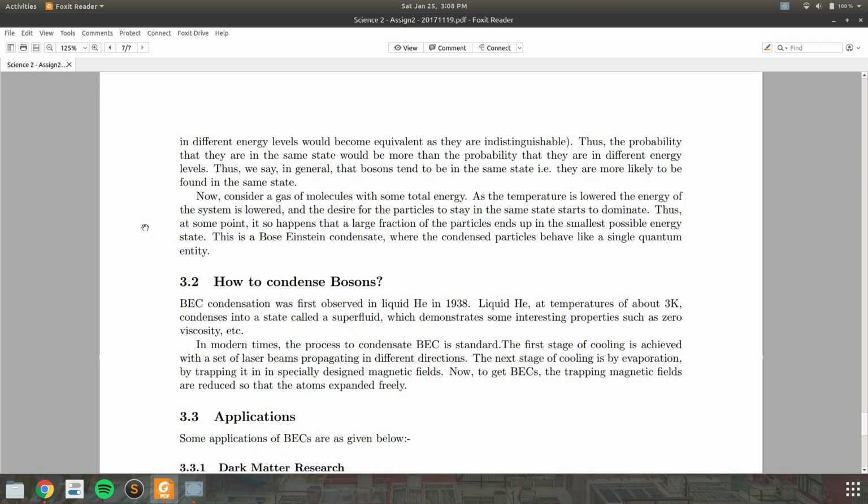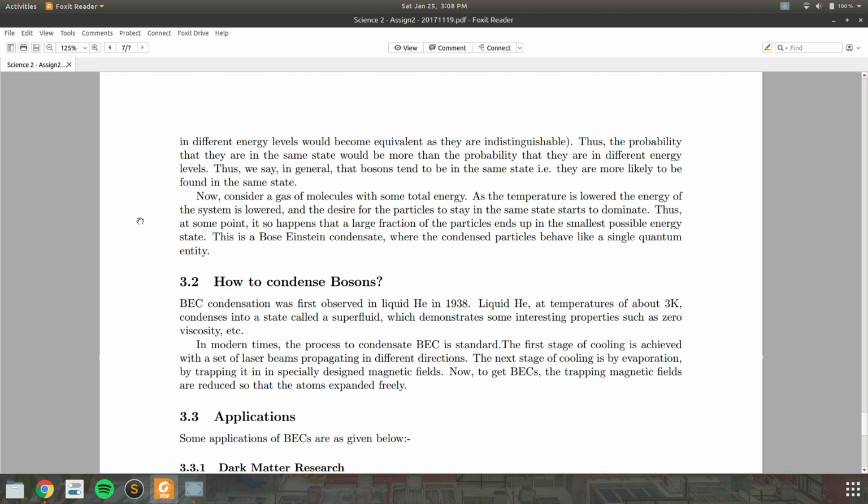Now consider a gas of molecules with some total energy. As the temperature is lowered, the energy of the system is lowered, and the desire for the particles to stay in the same state starts to dominate. Thus, at some point, a large fraction of particles ends up in the smallest possible energy state. This is the Bose-Einstein condensate, where the condensed particles behave like a single quantum entity.